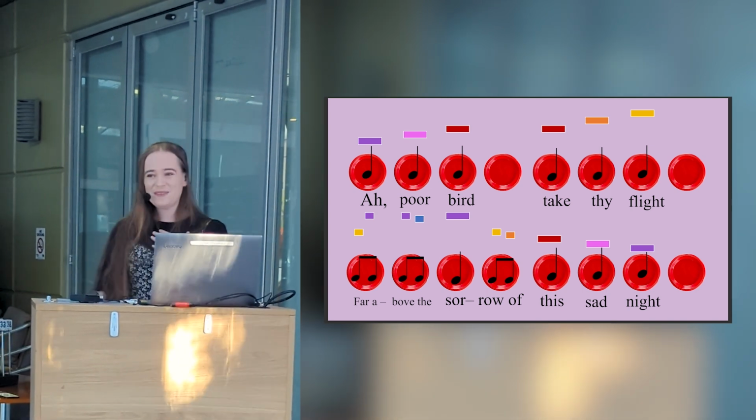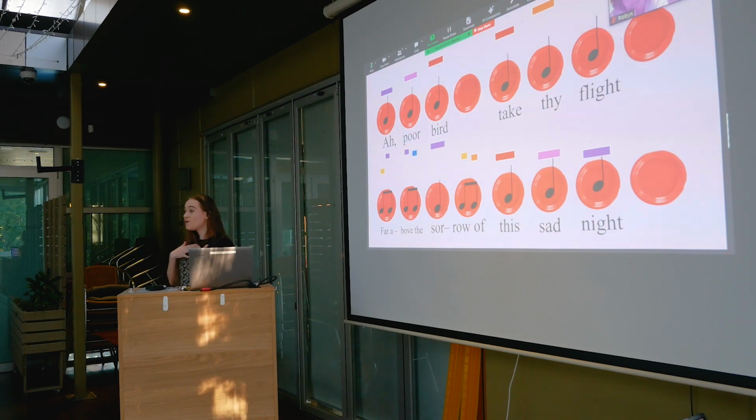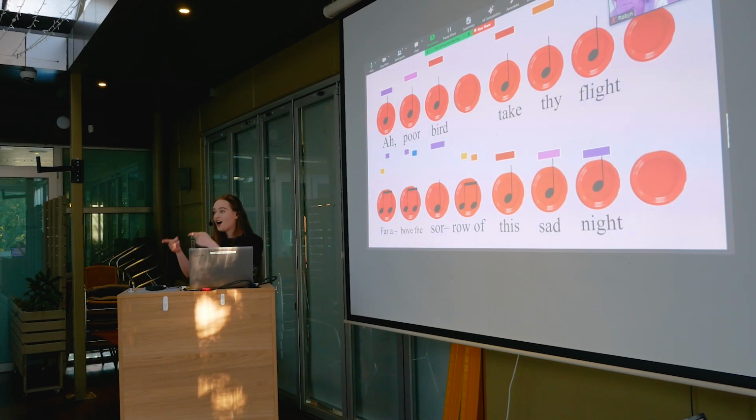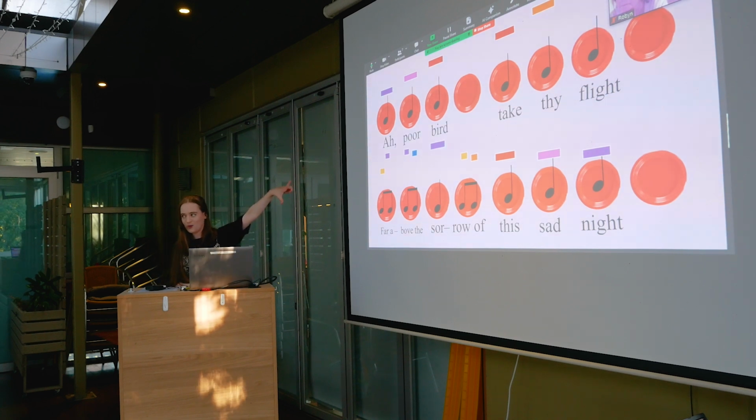So the first bit is going to sound like this. Poor bird, your turn. Poor bird, nice. Take thy flight, your turn. Take thy flight, my turn. Far above the sorrow, far above the sorrow of this sad night, of this sad night. Has anybody heard that song before? No. Wow, you did really well. Good job. Can we try singing that whole thing all the way through?